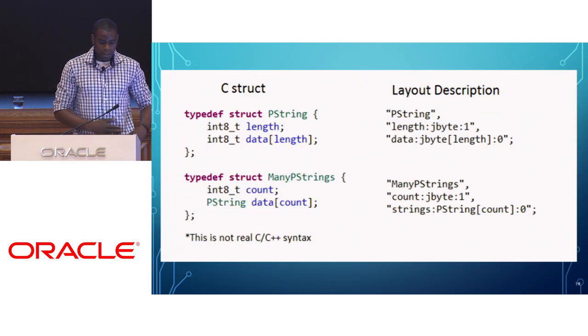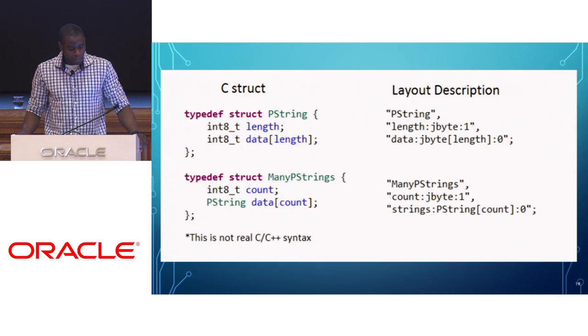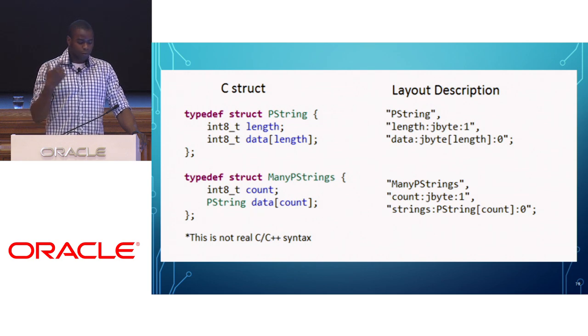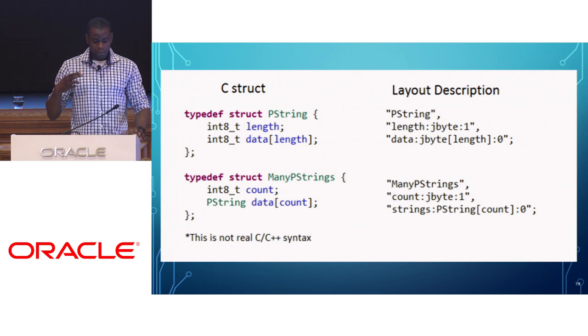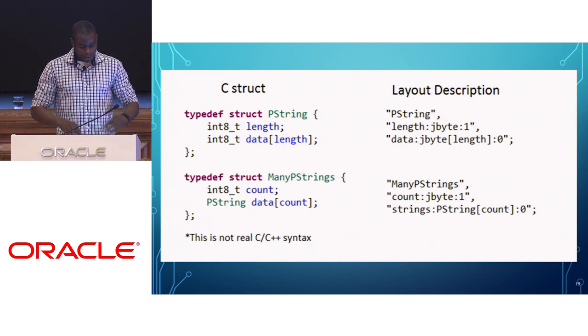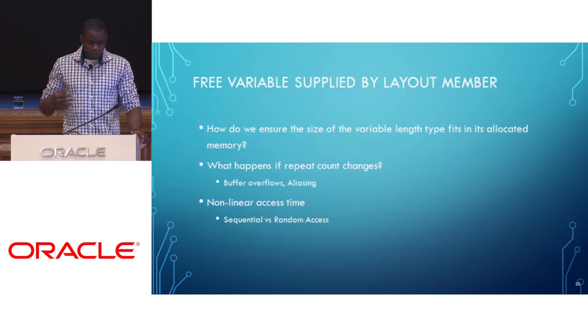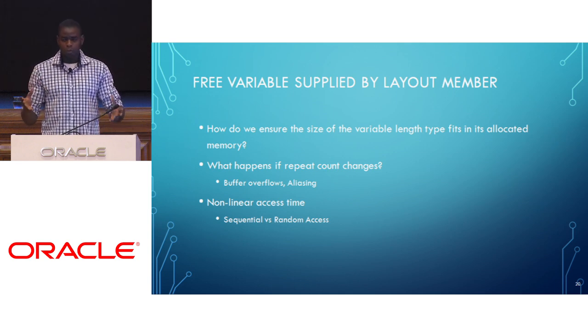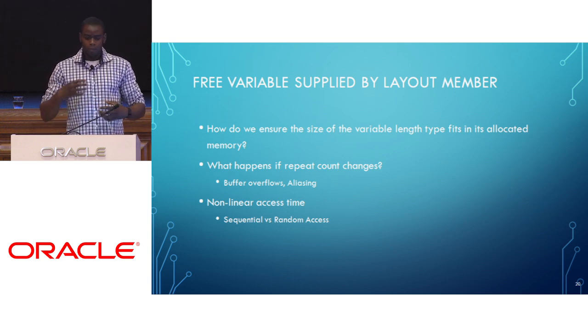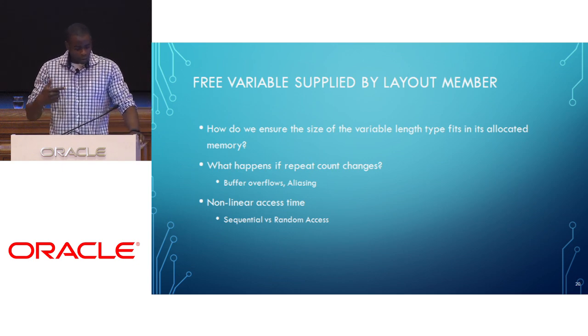But in this case, on the top, we have an array where the size depends on the field before it. So there are additional concerns we have to consider there. And in the second case, we have an array of these things, so an array of variable length things. The issue here is how do you determine how much memory you need for it? You don't know this ahead of time. You kind of have to walk through it.